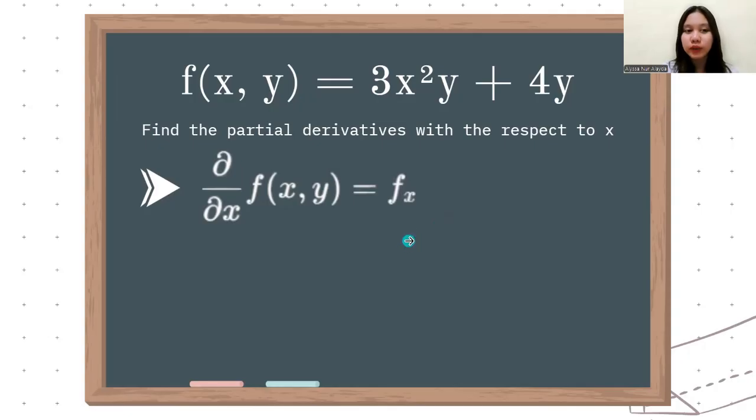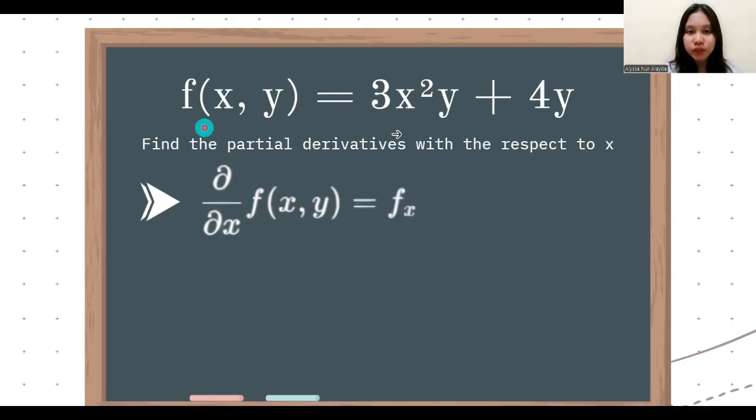Remembering the rules, when we want to find the partial derivative with respect to x, we treat the other variable, which is y in here, as a constant. Take a look at the function. At the first term, we get 3x squared y. We just need to focus on the variable x. In this term, the part with the variable x is 3x squared.